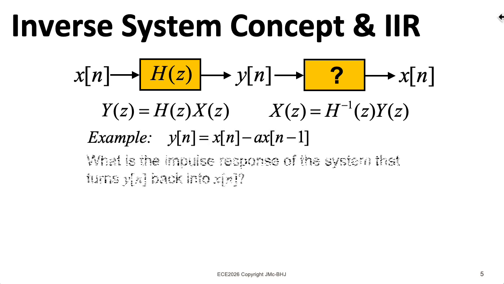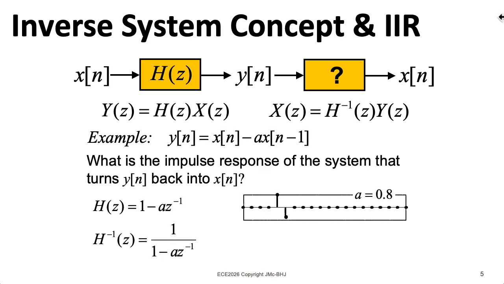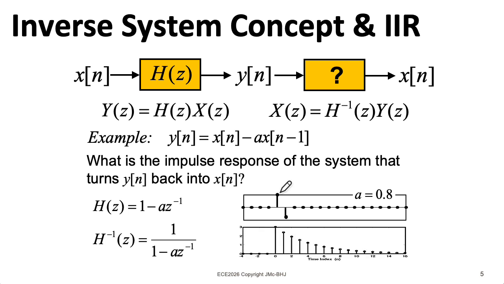So considering the example we just looked at for the particular case of a equals 0.8, we see that the original corrupting filter had this impulse response. This is a finite impulse response. And the recovery filter has this infinite impulse response.